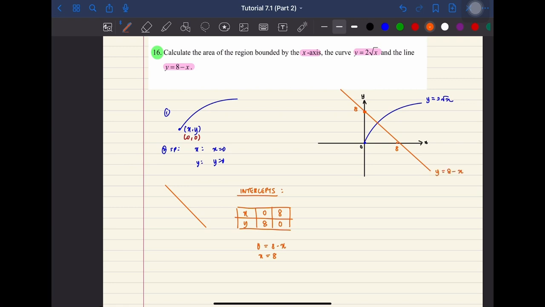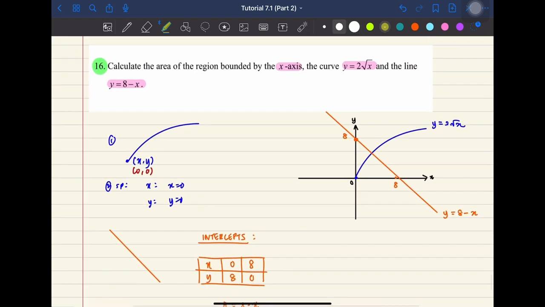Okay. Alright, now kita nak draw the shape kawasan yang kita nak. So dia kata the area is bounded by 1, 2, 3. So yang pertama dia bounded by x-axis, yang kedua dia bounded by curve, bounded by line. Okay, so saya rasa awak nampak dah kawasan mana yang dikepung, dikurung oleh ketiga-tiga line tu, which is here. Ini kawasan yang kita nak, guys. Okay.